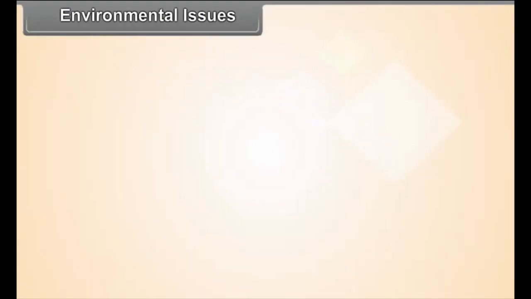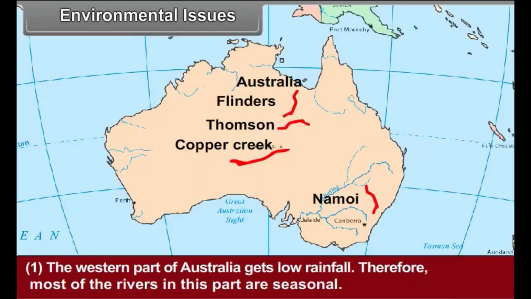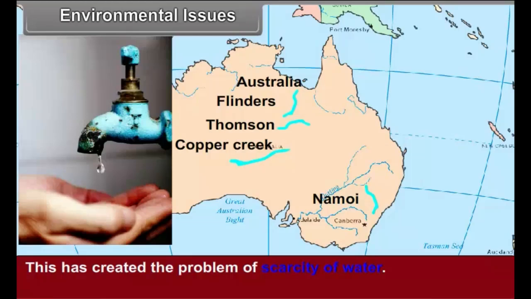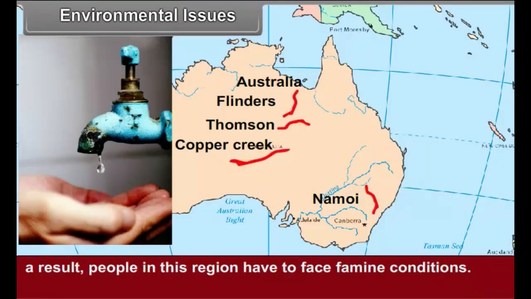Environmental issues. The western part of Australia gets low rainfall. Therefore, most of the rivers in this part are seasonal. This has created the problem of scarcity of water. As a result, people in this region have to face famine conditions.